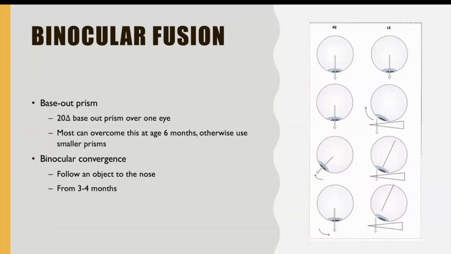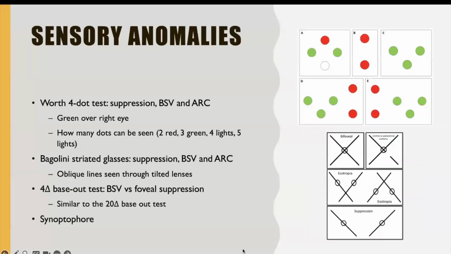And then binocular convergence, this is literally just following an object down to the nose, and usually a child should be able to do that from 3 to 4 months. And if they're unable to, either they're just disinterested, or there is a problem with their convergence.